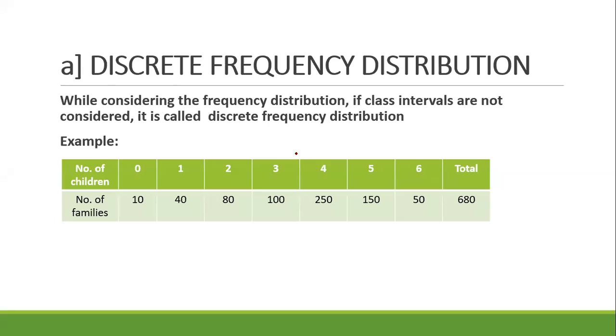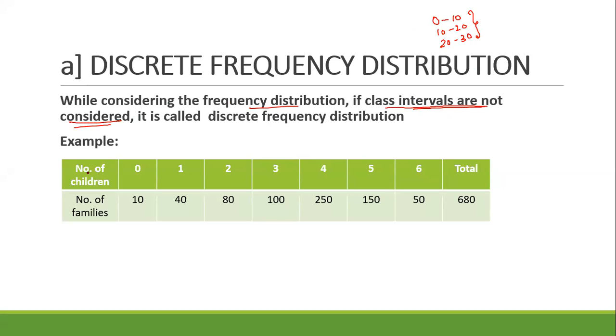Okay, first we will move to discrete frequency distribution. While considering the frequency distribution, if class interval is not considered, this is very important. Now, what is class interval? Class interval is nothing but 0 to 10, 10 to 20, 20 to 30. Now, ಈ form ಅಲ್ಲಿ ಯಾವಾಗ ಬರೆಯುವುದಿಲ್ಲ ಆವಾಗ ನಾವು discrete frequency ಅಂತ ಹೇಳ್ತೇವೆ. I have given you an example.